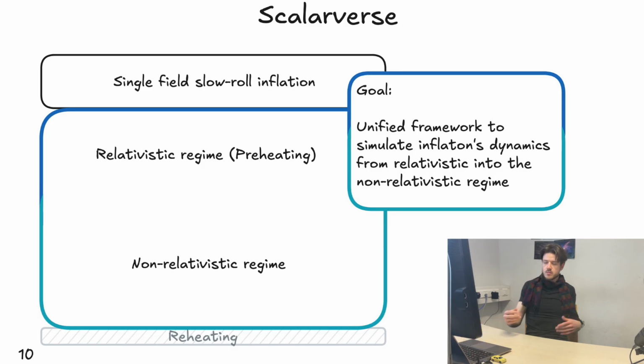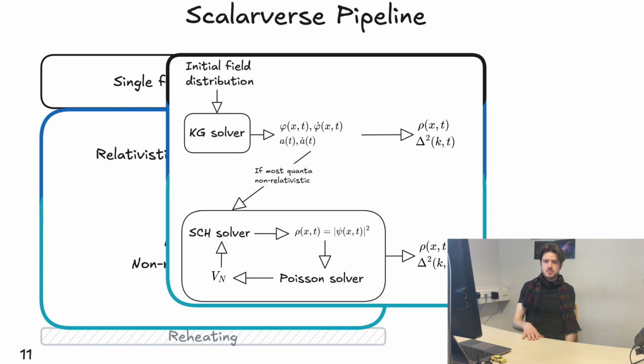So the idea emerged of Scalarverse, which is in principle the whole pipeline they did in the paper, but all in one code. So we have the Klein solver, take the output directly, put it into the Schrödinger-Poisson solver, and therefore can have a unified framework for the inflaton dynamics, especially the nonlinear inflaton dynamics right after inflation and before reheating.